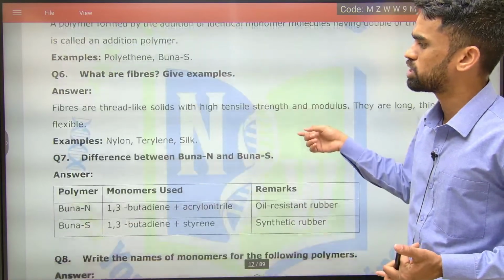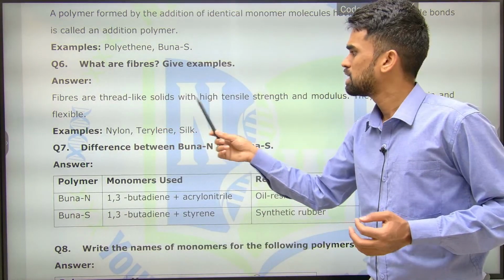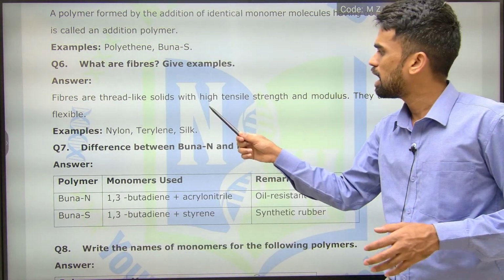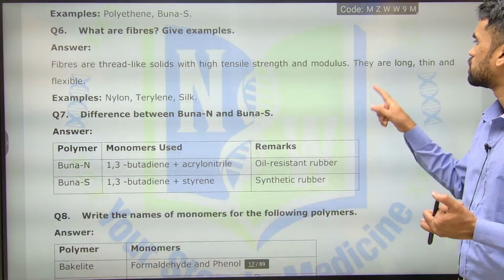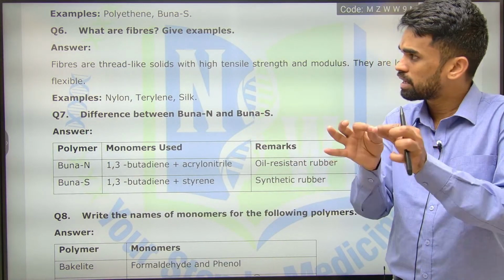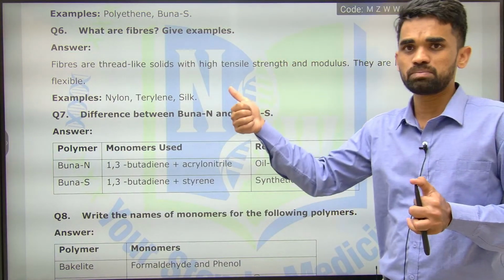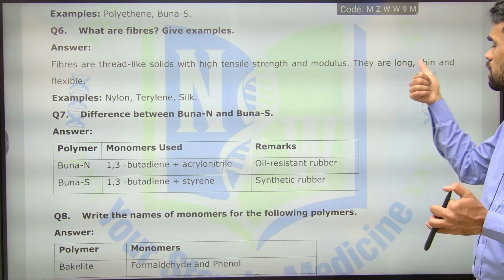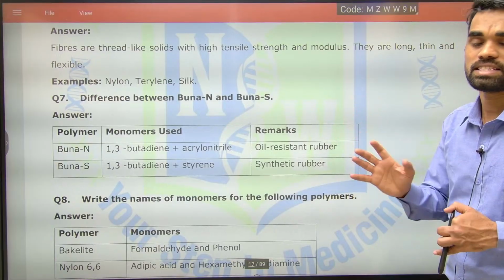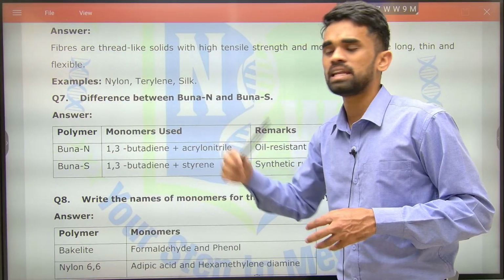The next question: what are fibers? Give examples. Fibers are thread-like solids with high tensile strength and modulus. They are long, thin and flexible. Examples are nylon, silk and terylene.